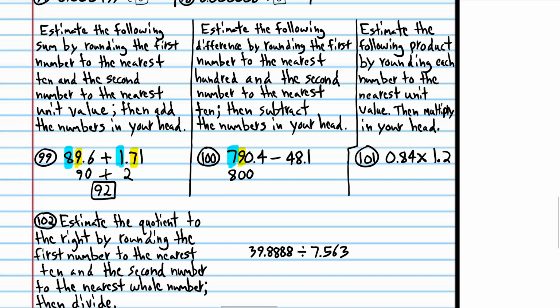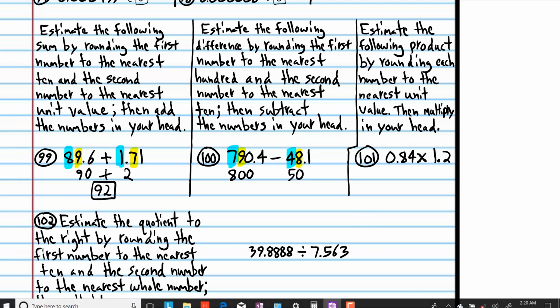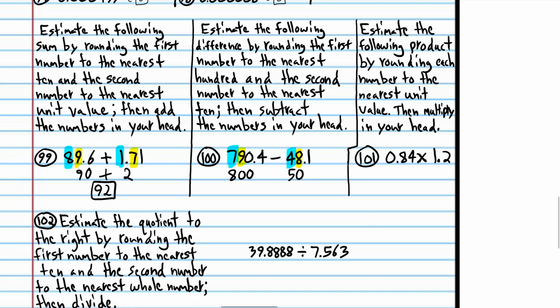And it says round the second number to the nearest 10. So why don't you do that? Round this number to the nearest 10, and when you come back, we'll do it together. All right, we're back. So this is the nearest tens place. So the 8 tells us to round up, so we make the 4 go up to 5. And we don't have to write that 0 there. So now it becomes 800 minus 50.